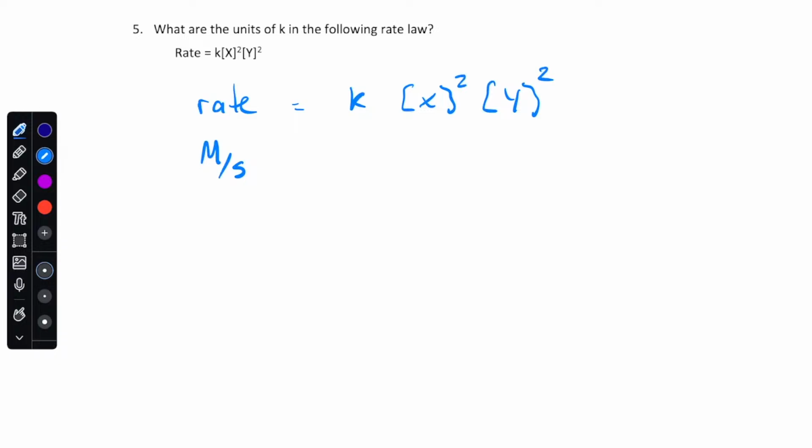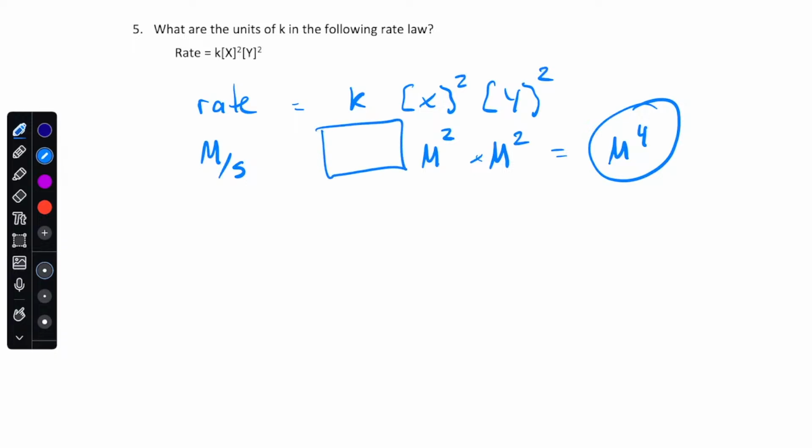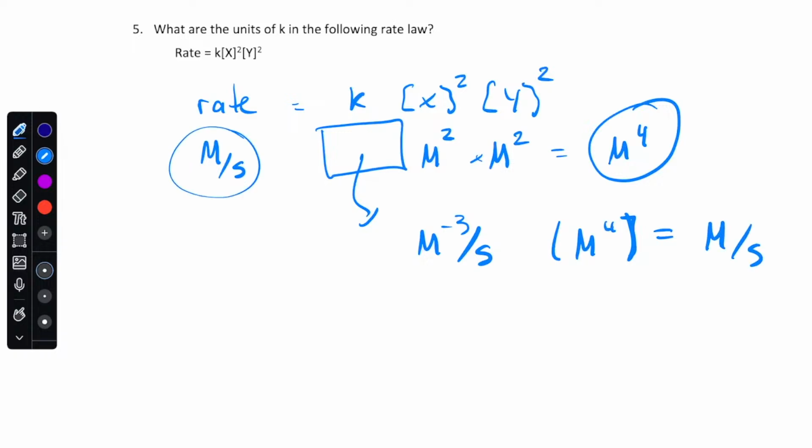we know that concentration is in molarity. So this is going to be molarity squared, which is equal to molarity to the power of 4. And so the units for K have to multiply by molarity to the 4th to give you molarity per second. So I would say, well, this has to be molarity to the minus 3 per second, because that times molarity to the 4 equals molarity per second, which is what we always need to get for rate. Cool. So I'd advise against memorizing. Just realize you can calculate it, you can figure it out every time.